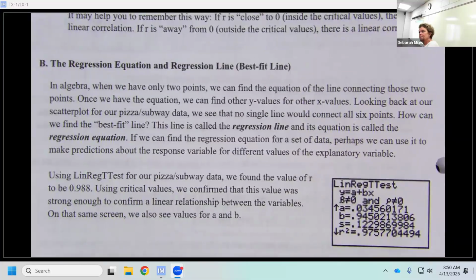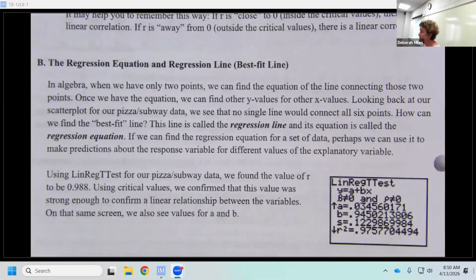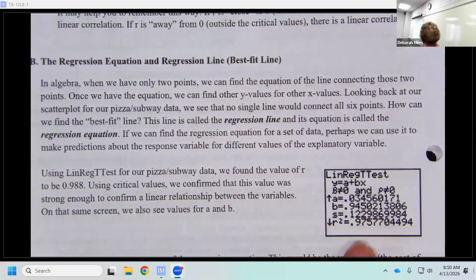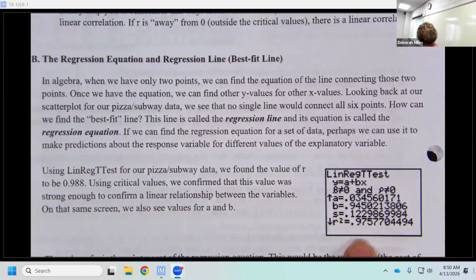I don't want you to take time to put in those Subway and pizza fares. I took a screenshot of when I had done that already.